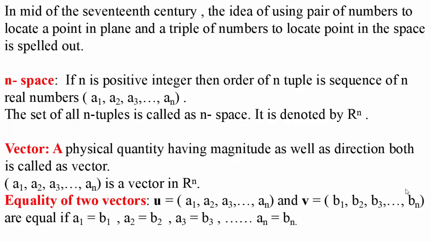Now we define equality of two vectors. Let the vector u be a1, a2, a3, an, and vector v be b1, b2, b3, bn. These two vectors are said to be equal if each tuple is equal. That is, a1 equals b1, a2 equals b2, a3 equals b3, and likewise so on, an equals bn. That means if every tuple of both vectors is equal, then the two vectors are said to be equal.